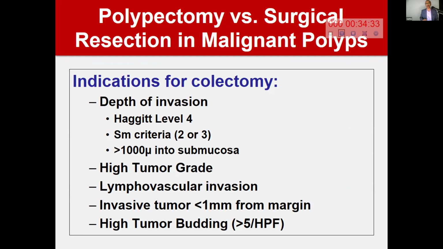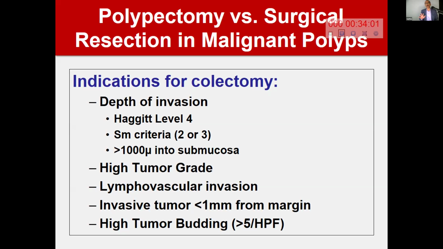You can give SM levels if you feel comfortable, or more accurately, give the depth of invasion, tumor grade, lymphovascular invasion, tumor close to the margin, meaning less than 1 millimeter from the margin, and then high tumor budding. When you stage colon cancers, budding is divided into 3: low, intermediate, and high. And so for polypectomy questions, the high tumor budding is not more than 10, it's more than 5. So remember that.